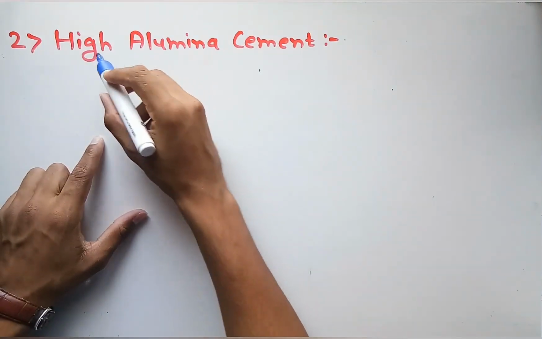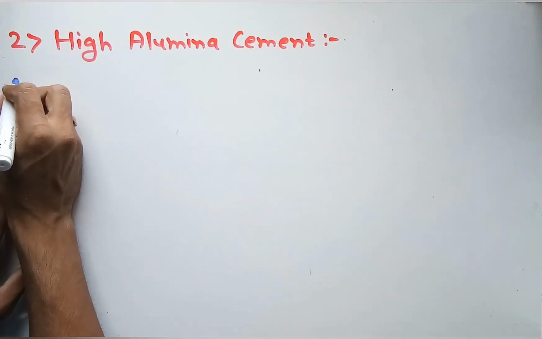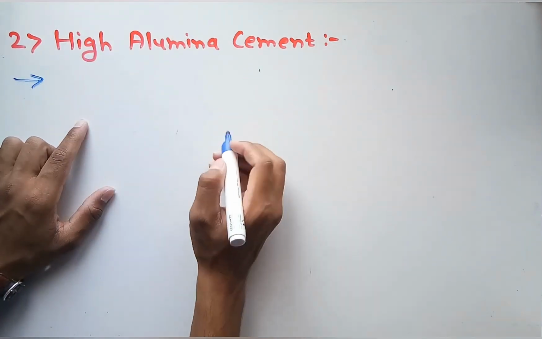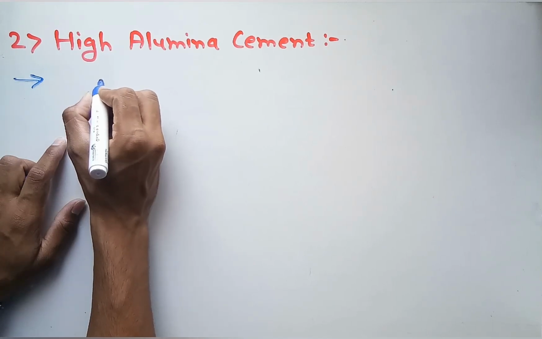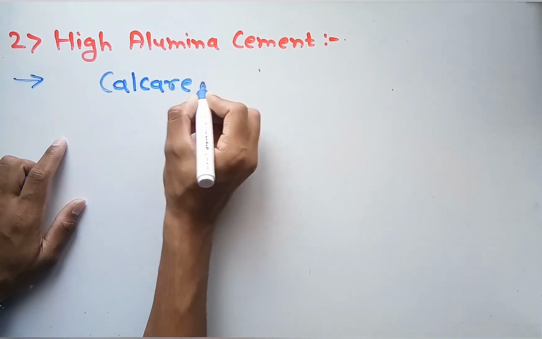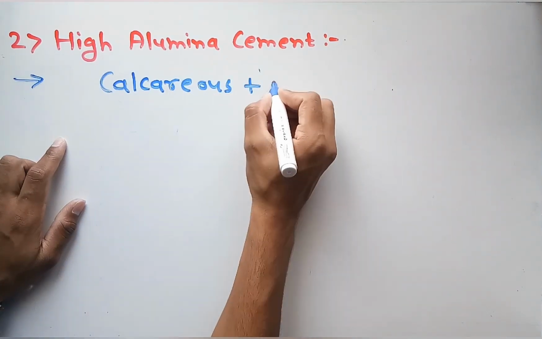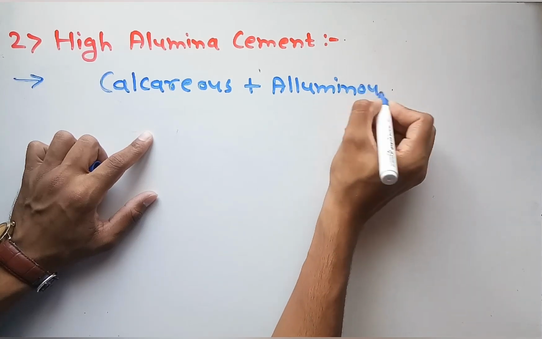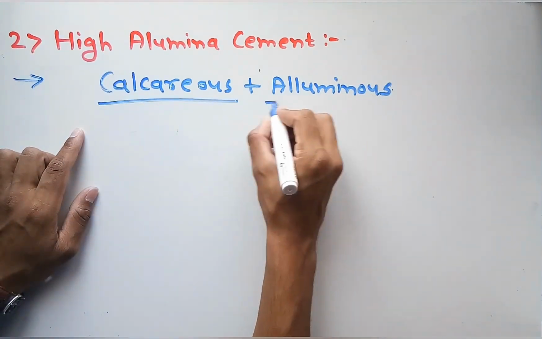So this is our second type, that is high alumina cement. First of all we will see the ingredients, the raw materials which are required to manufacture the high alumina cement. The first raw material required is calcareous material, and the other one is aluminous material.